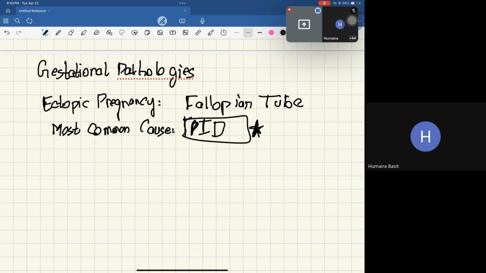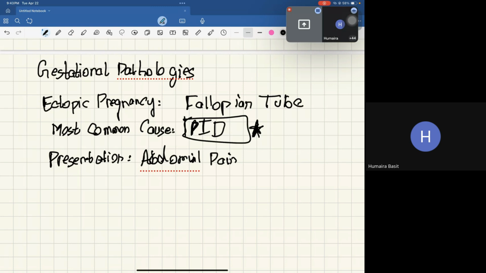Another thing is, what would be the presentation of this condition? The patient presents with vaginal bleeding and lower abdominal pain, cervical motion tenderness, and usually at 7 weeks of pregnancy. Abdominal pain, cervical motion tenderness, and bleeding will be present in the female, and there will be a history of a missed menstrual cycle.